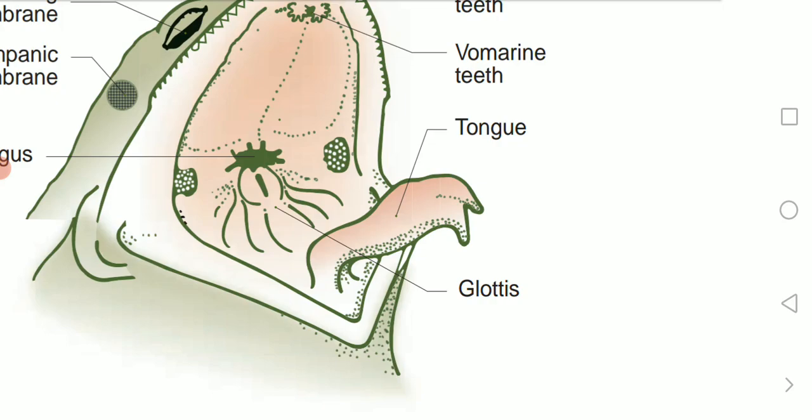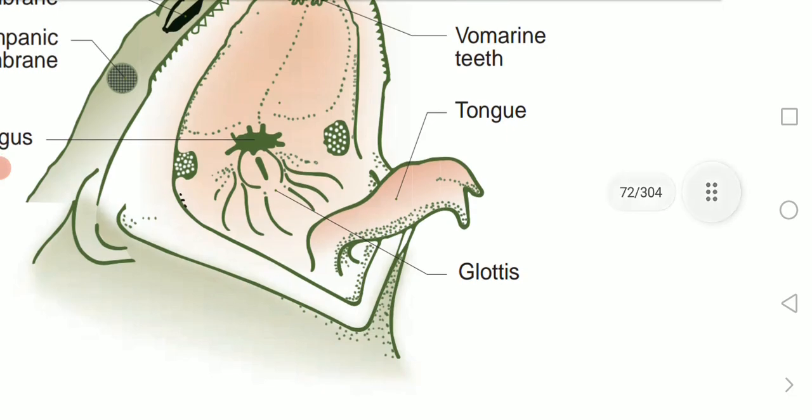On the floor of the buccal cavity lies a large, muscular, sticky tongue. The tongue is attached in front and free behind. The free edge is forked. When the frog sights, meaning sees, an insect, it flicks out its tongue and the insect gets glued to the sticky tongue.